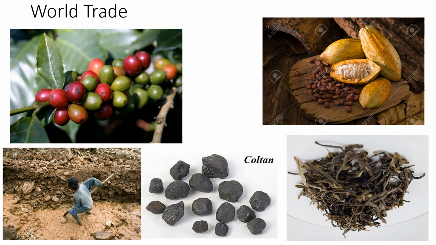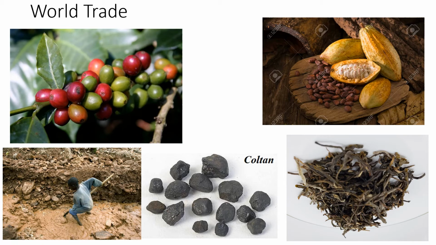Okay, the next one for your causes column is world trade. And there are a few images here showing different things. So on the left, we've got some coffee beans. On the right, we have cocoa. Bottom, we've got a boy mining for something called coltan, which you can then see in the middle picture. And on the bottom right, we have tea.